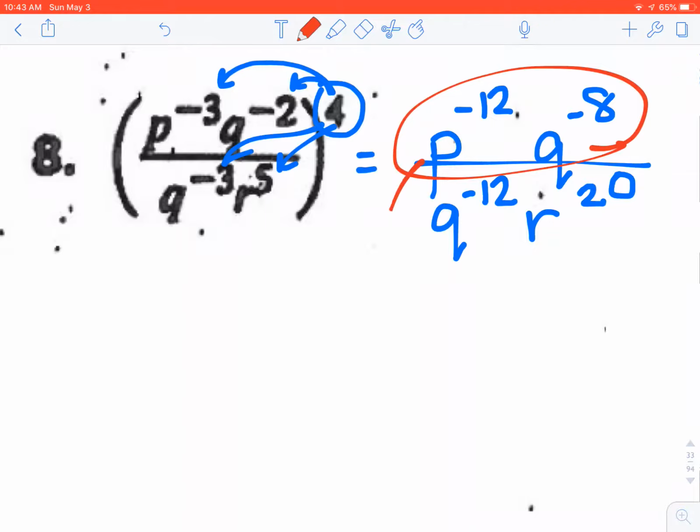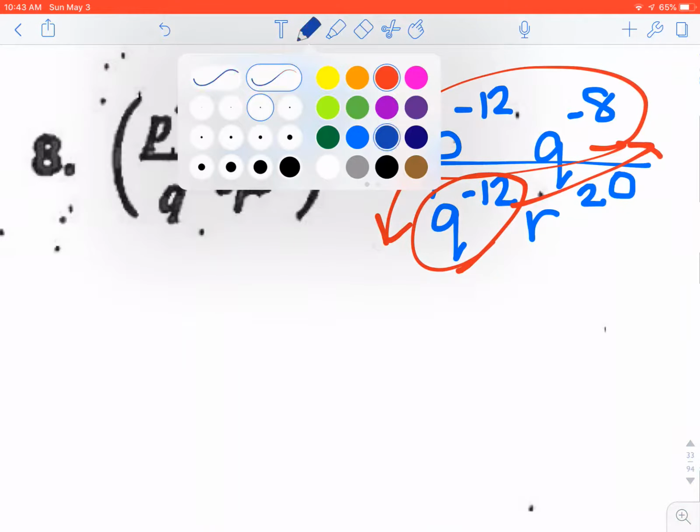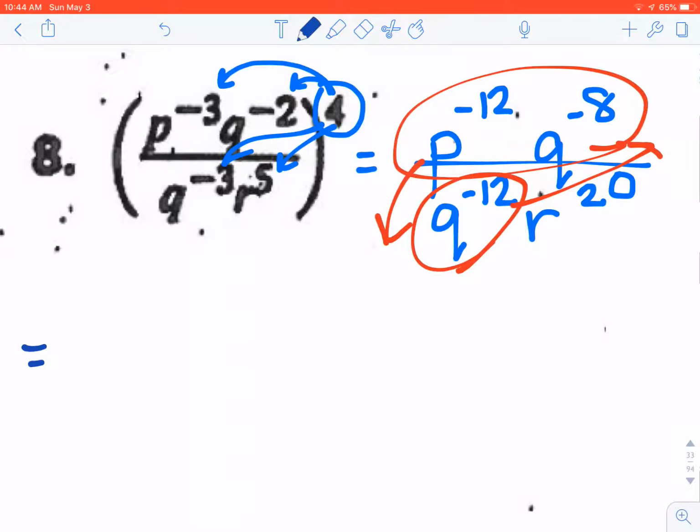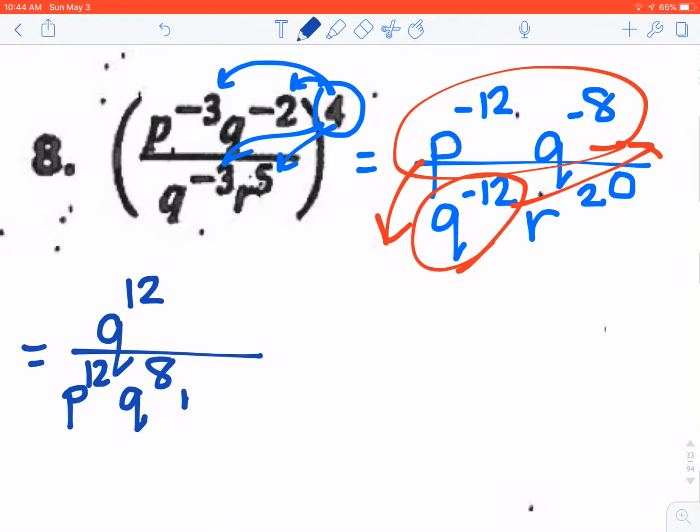We're going to move all the negatives to the opposite side. Okay, and again, just be careful with these. So now we're going to rewrite what we have. So that q to the -12th went to the top and became positive. Everything else moved to the bottom. So p to the 12th, q to the 8th, and r to the 20th stays because it's positive.